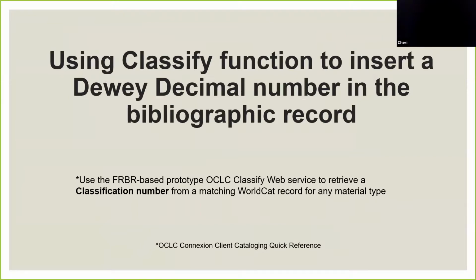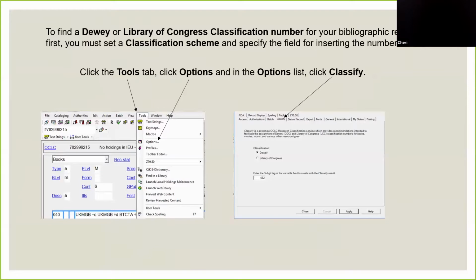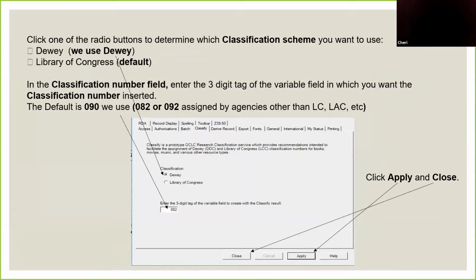Okay, Classify. Classify is a FRBR-based prototype service to find classification numbers based on similar items and subjects. To utilize the Classify function in OCLC, you need to set your classification scheme. Click on Tools, Options, and Classify. Choose the classification scheme your library uses, whether it be Dewey or LC, and enter the MARC tag you wish to appear in your records. Always remember to click on Apply and Close.